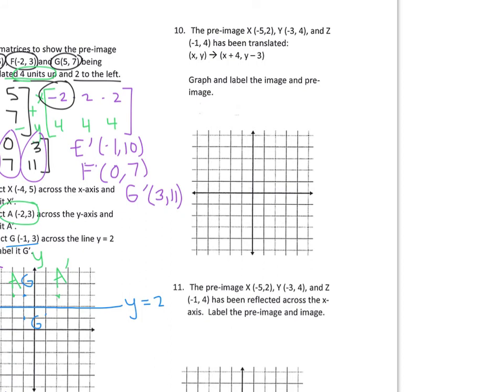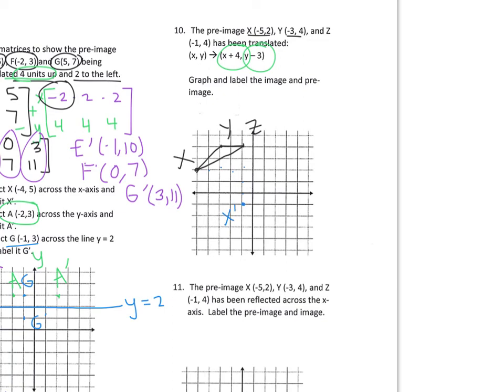the preimage XYZ. So I'm going to graph X, Y, Z, right here, triangle, has been translated x plus 4, y minus 3. So that means it's going right 4 and down 3. So each point I go right 4 and down 3. 1, 2, 3, 4, 1, 2, 3.